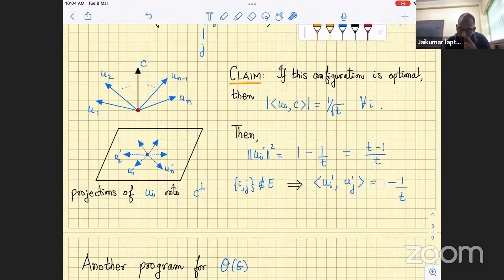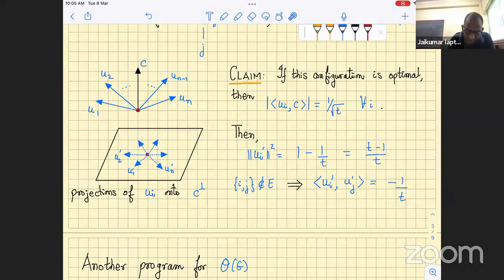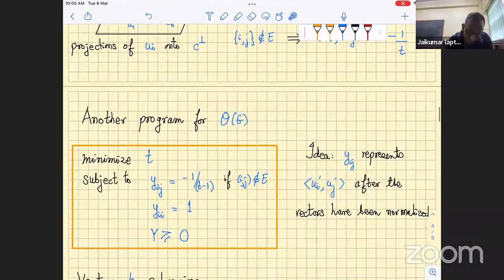Okay. So now, another way of writing the theta function is to work in terms of these. Okay. So we will say that we are looking for these vectors because we know that once we have got hold of these vectors, then we will just add one more component to it, and that will hopefully give us the orthogonal representation for G that we want. Okay, so here is another program.